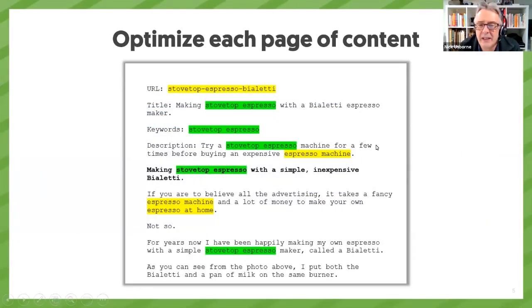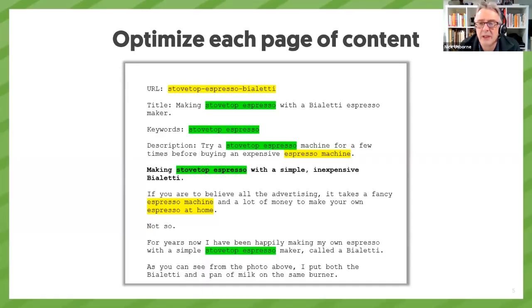Here is a page. This is actually a page that I took off my hard drive. This is how I start to create a content page for Coffee Detective. At the top, I say, what's the URL going to be? It's going to be coffeedetective.com/something. Then I'm going to create a title, and I'll go into more explanation here about titles, keywords and descriptions. But I'm putting this in title, keywords, descriptions. And then you see the bold line, making stovetop espresso with a simple, inexpensive Bialetti. That is the headline. So above there is not showing on the page. I've got the headline there.